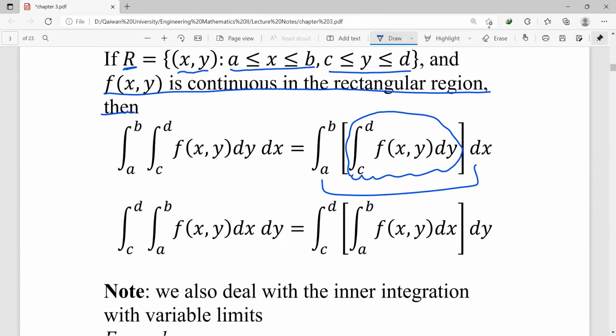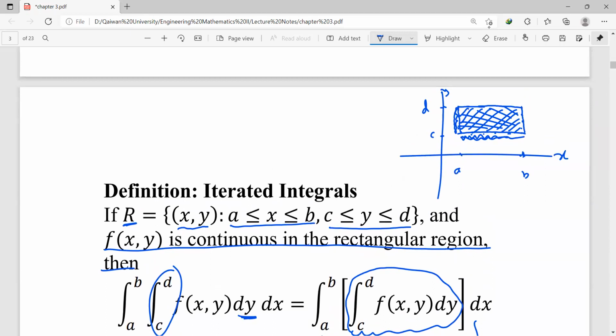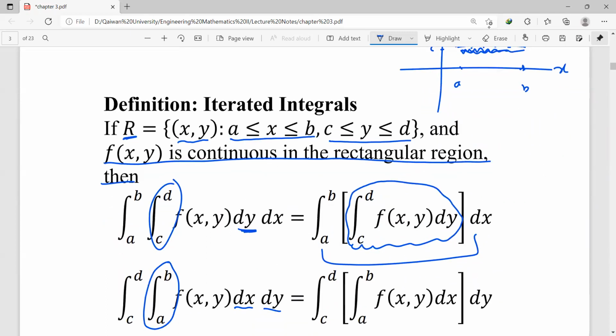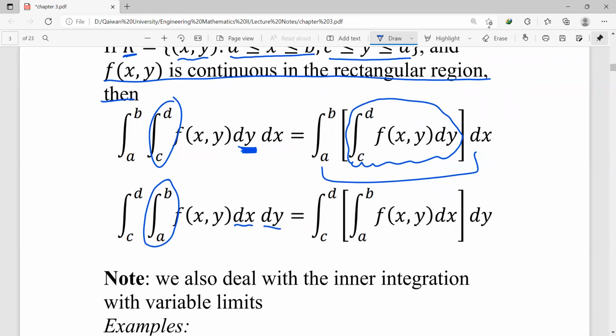Okay, but if we have dx dy, as you see here, we have a and b, but before we had c and d. We have c to d because of dy, we say y is from c to d. That's why we say if we have dy, then you must have from C to D.